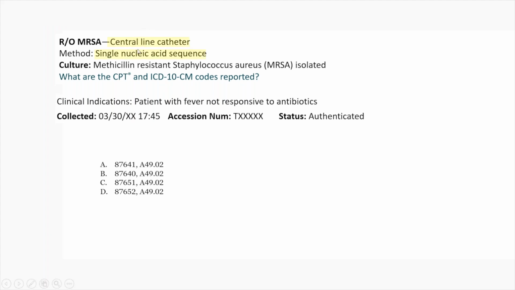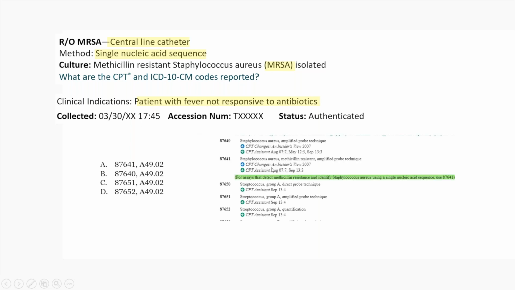So the keywords would be central line catheter. The method used is a single nucleic acid sequence, and the culture was positive for methicillin resistant Staphylococcus aureus. And the clinical indication is the patient with fever not responsive to antibiotics. This is a pretty straightforward answer. The correct answer is option A, 87641.